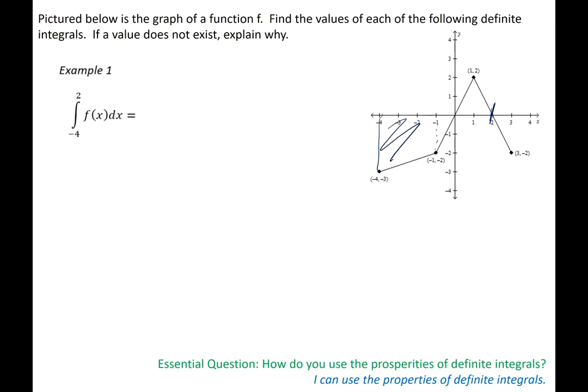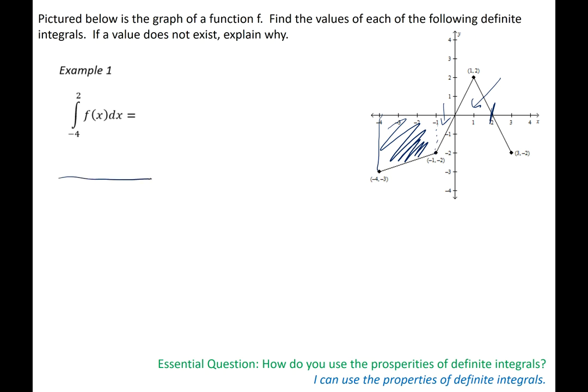This part in here is a trapezoid, and then I've got a triangle and a triangle. So I'm going to find the area of all of those things. So the first thing is the area of this trapezoid.